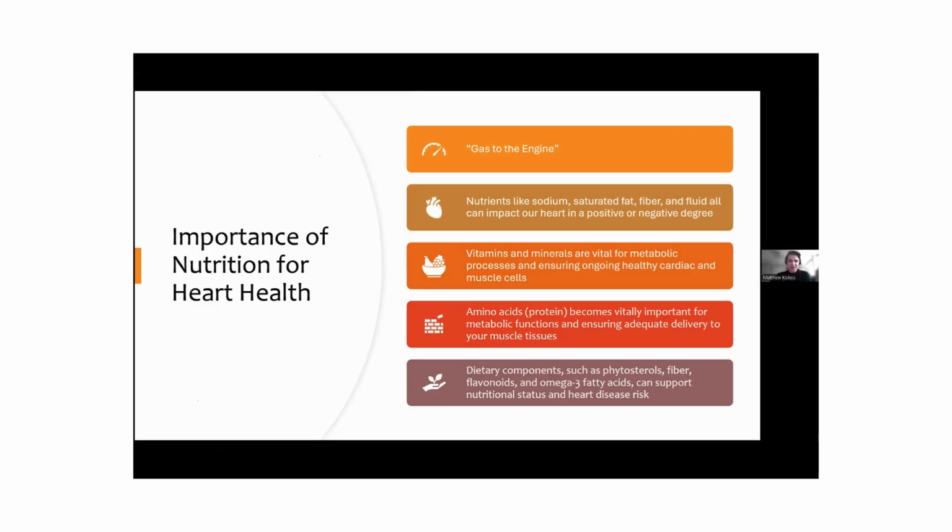Nutrients like sodium, saturated fat, fiber, and fluid all can impact our heart in both positive and negative degrees. And making sure we're optimally balancing those can be really helpful to make sure, right, that we're not having too much of something or too little of something that can lead to deficiencies or excessive toxicities. And we'll cover some of those today. Additionally, vitamins and minerals are vital for metabolic processes and ensuring ongoing healthy cardiac and skeletal muscle cells continue to work, right? Vitamins are really, really prevalent in a lot of our fruits, vegetables, whole grains, nuts, and seeds.